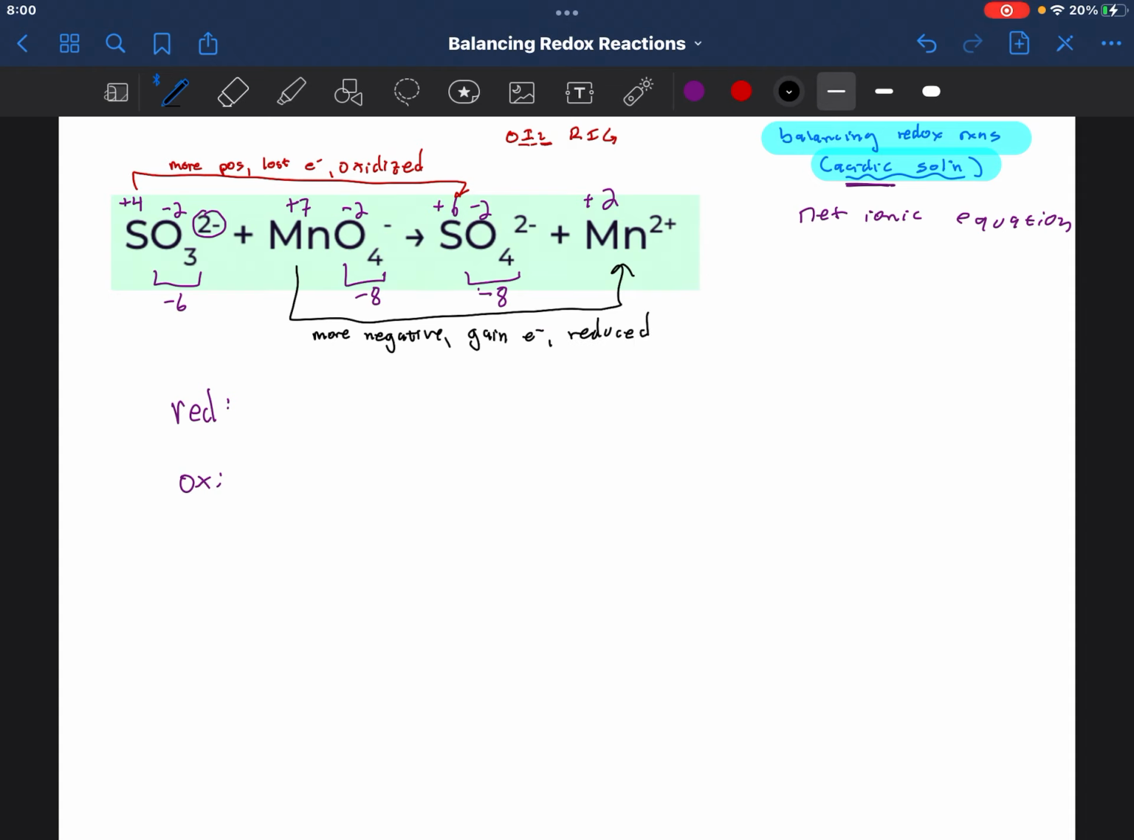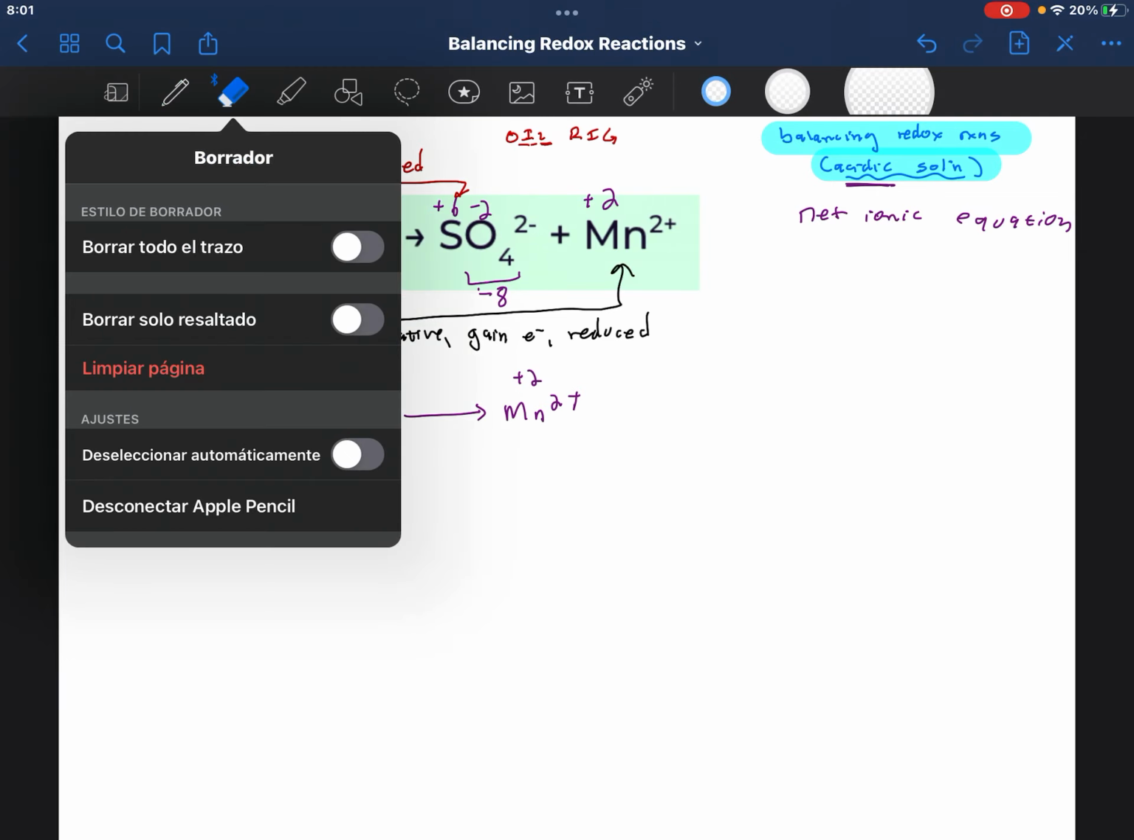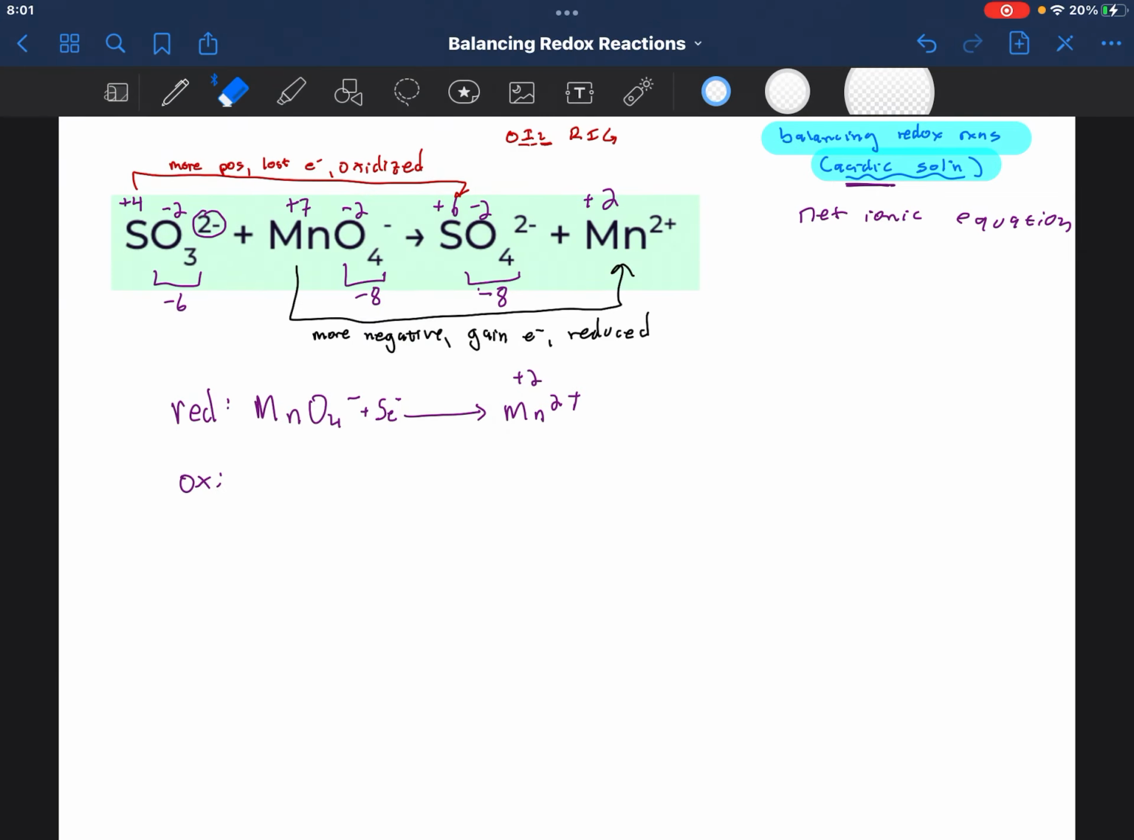All right, so I can write this out. MnO4- yields Mn2+, and really I should have left room for my electrons here. So MnO4- yields Mn2+. Remember, I go from +7 to +2. That means I needed to gain 5 electrons. So +7 plus 5 electrons gets me to an oxidation state of +2. I'm going to erase these extra numbers so that they don't look too confusing.